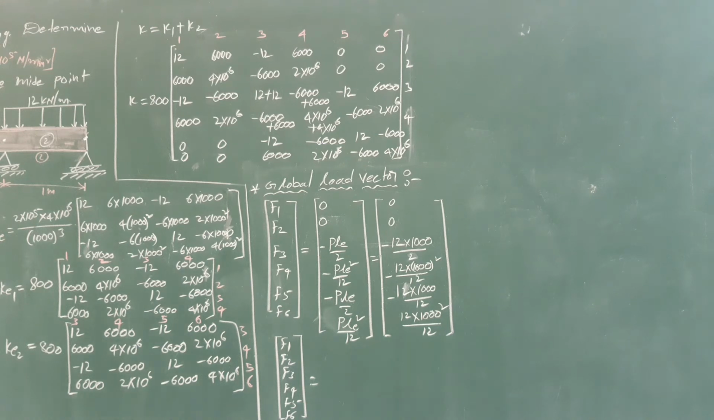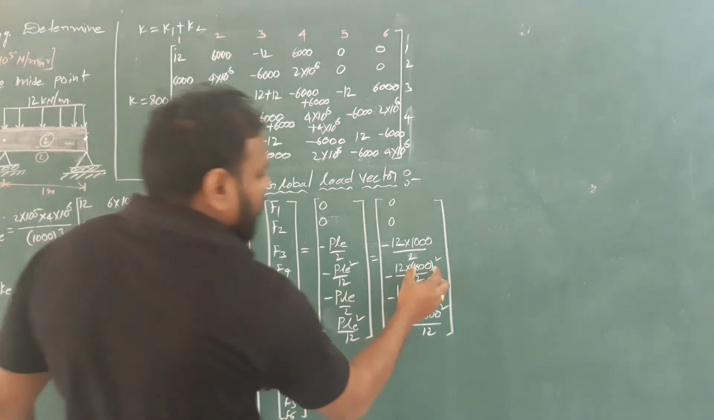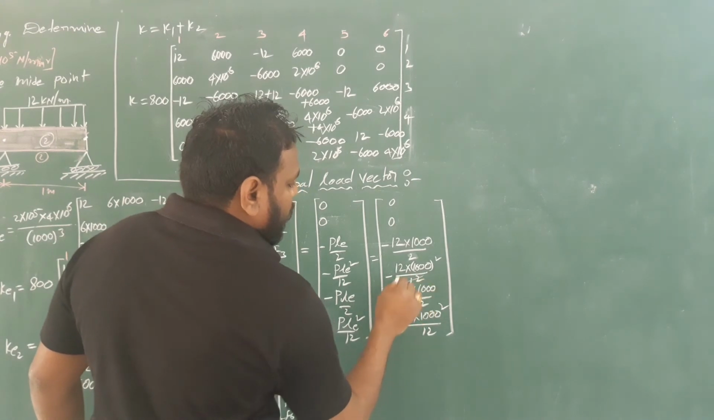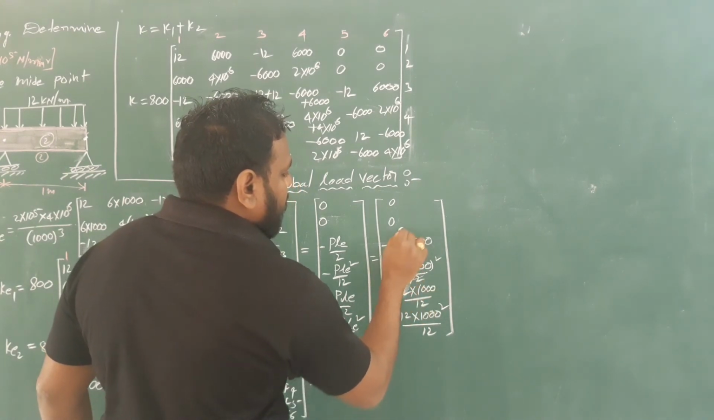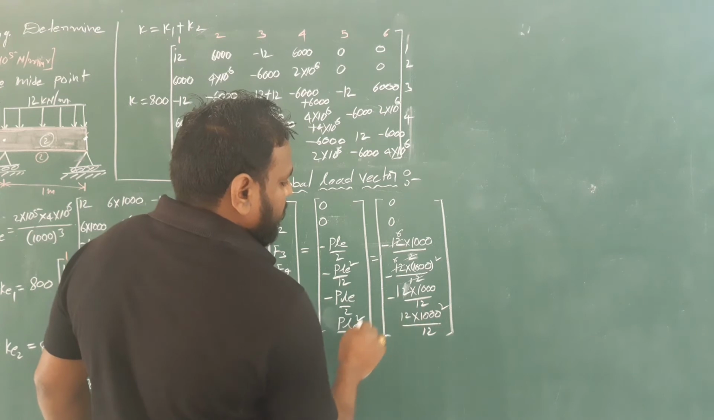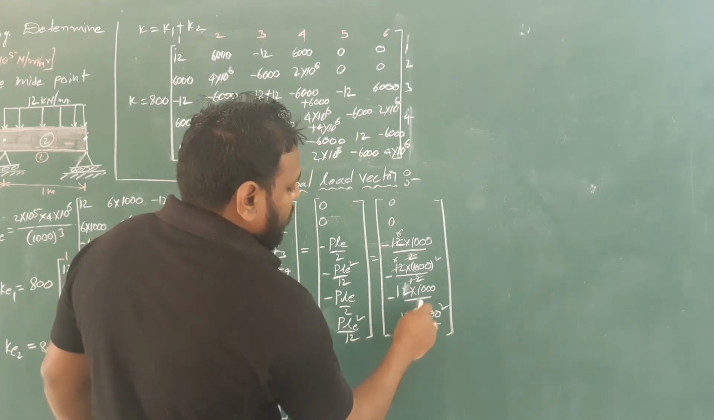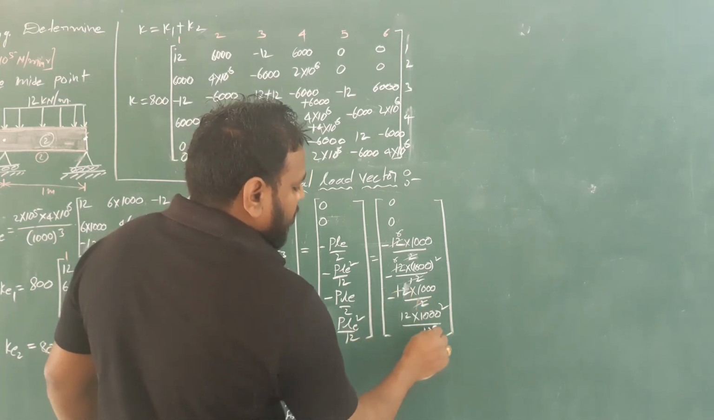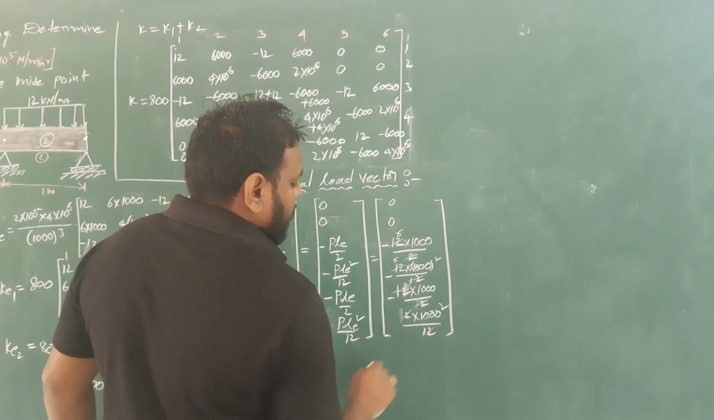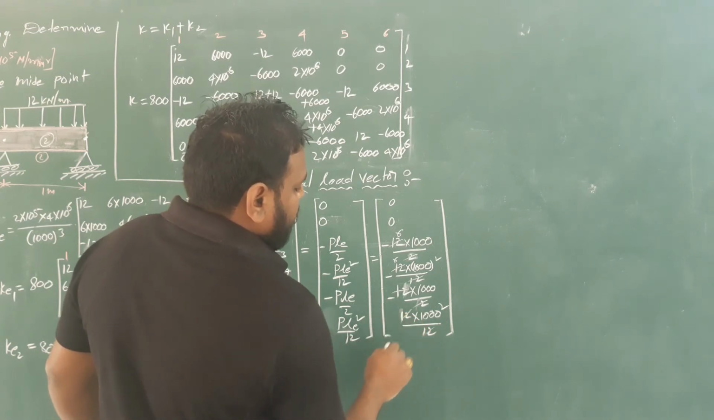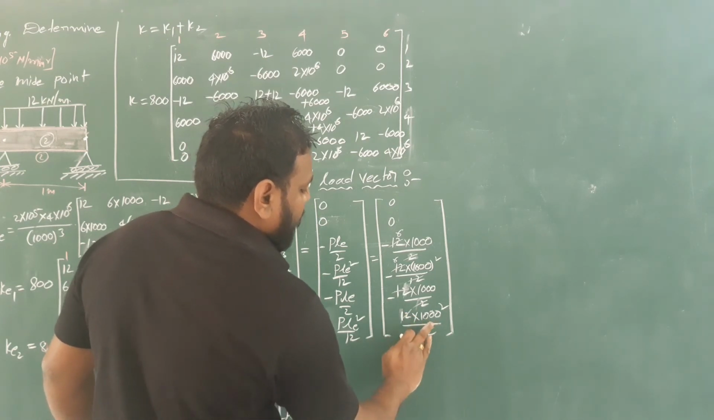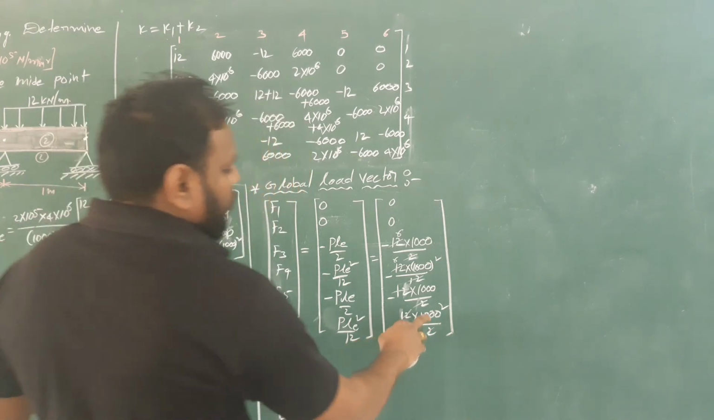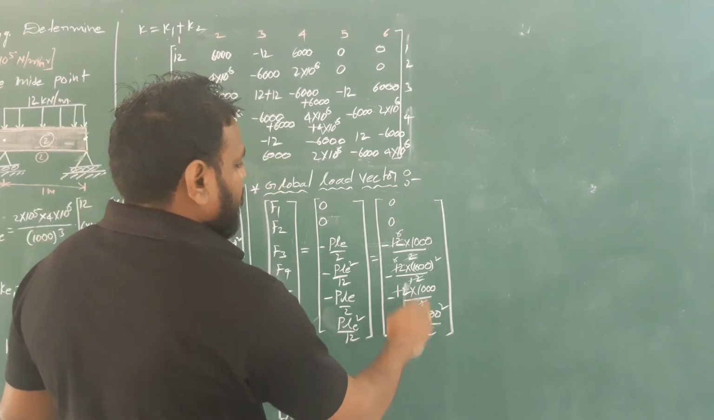Now calculate each and everything here. Okay, here 2 is 6 times. Here also 6 times. Here also cancel, 6 times. Here also cancel in 6 times. Okay. 6 into 10 to the power of 6 here.